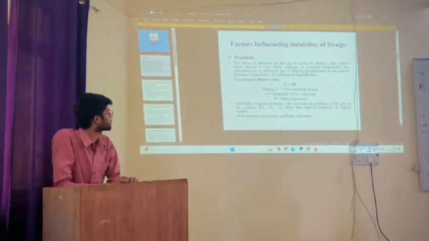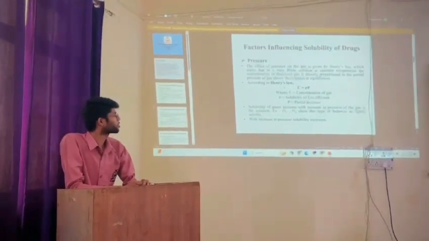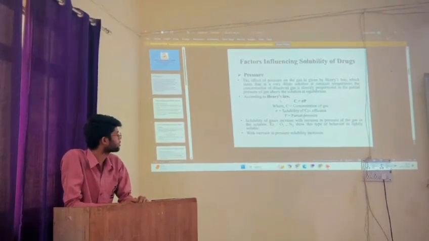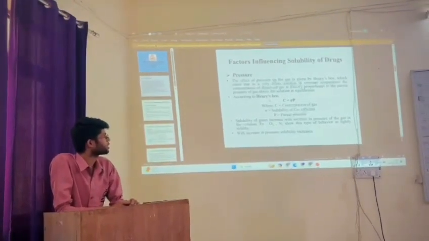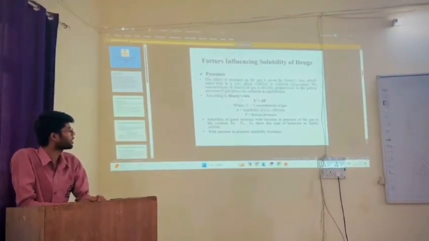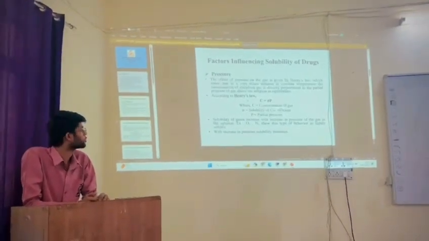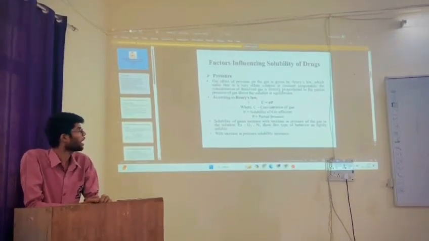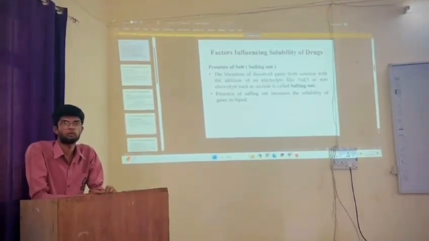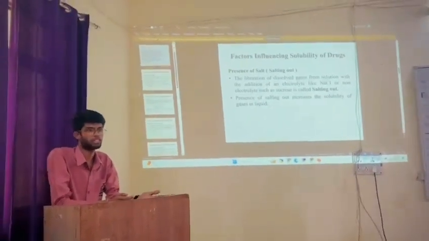Next is pressure. The effect of pressure on a gas follows Henry's law, which states that in a very dilute solution at a constant temperature, the concentration of the dissolved gas is directly proportional to the partial pressure of the gas above the solution at equilibrium. The concentration of gas is directly proportional to the solubility coefficient and partial pressure. If the pressure increases, the solubility of the gas in the solution increases.